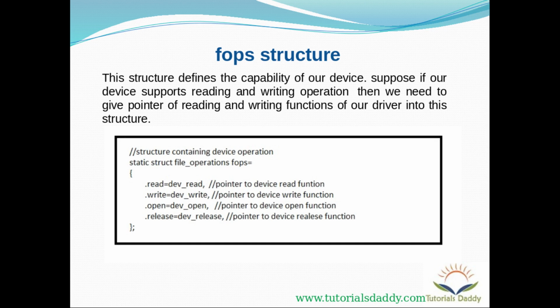But how will the Linux kernel know that for reading this particular device it has to call this function, or for writing this particular device it has to call that function? This is the mapping which tells the Linux kernel: if a read call comes for my device, call my dev_read function. If a write call comes, call the dev_write function. If an open call comes, call the dev_open function. If a release call comes, call the dev_release function.